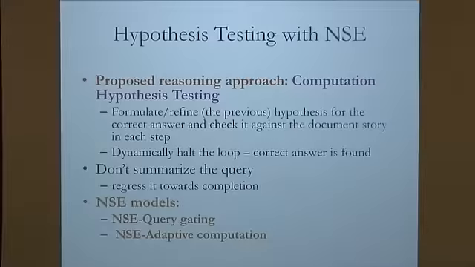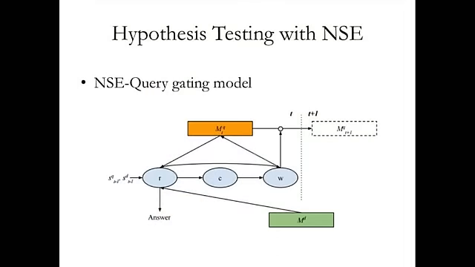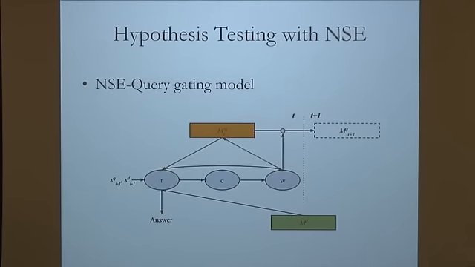So we proposed two different NSC-based models, NSC query gating and NSC adaptive computation. They differ in how the halting, how the stop, is implemented. The NSC query gating model is shown here. Basically, there is read, compose, and write, and the memory is over here. This is the query memory, and this is the document memory. We want to erase the query memory towards the completion in order to find the right answer. But in order to do that, we pick up some information from the document memory and move it to the query memory.